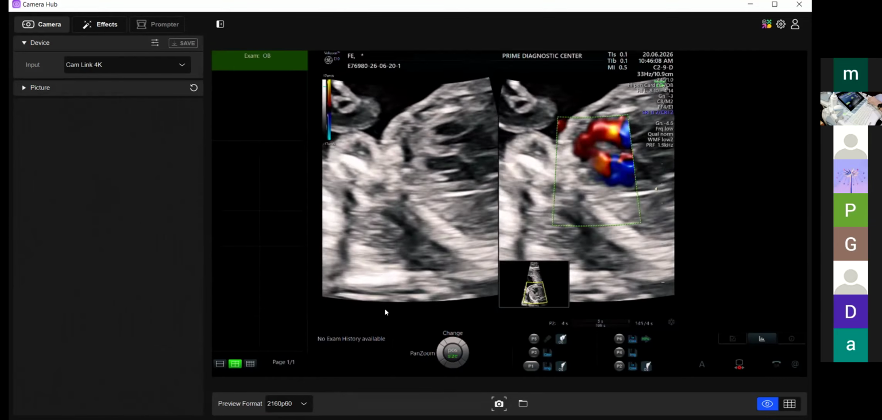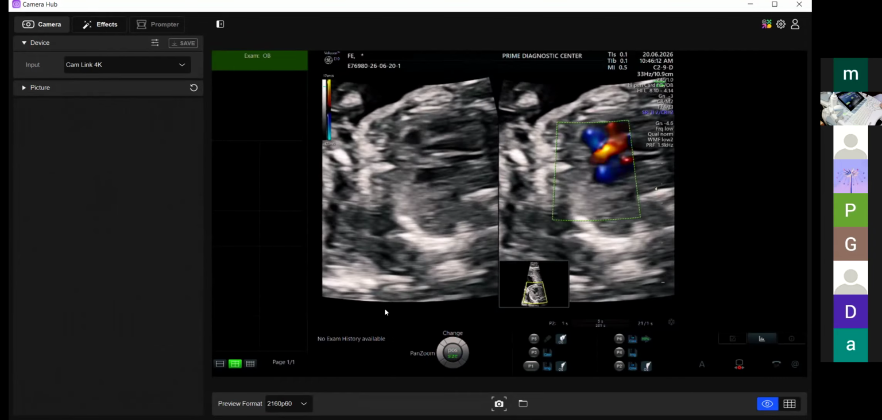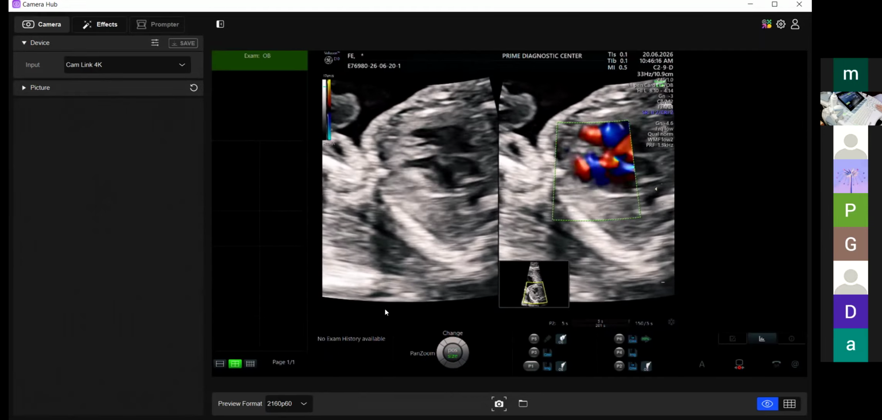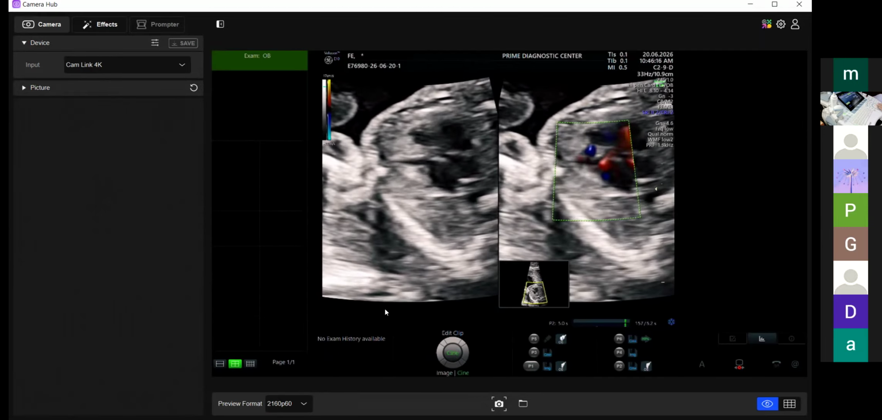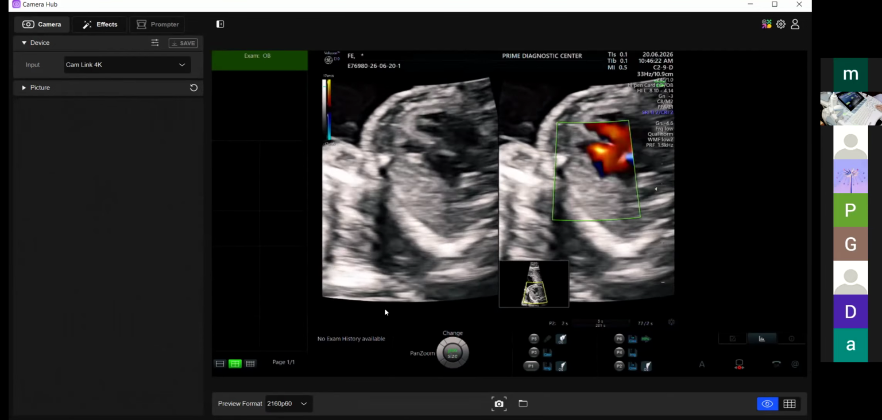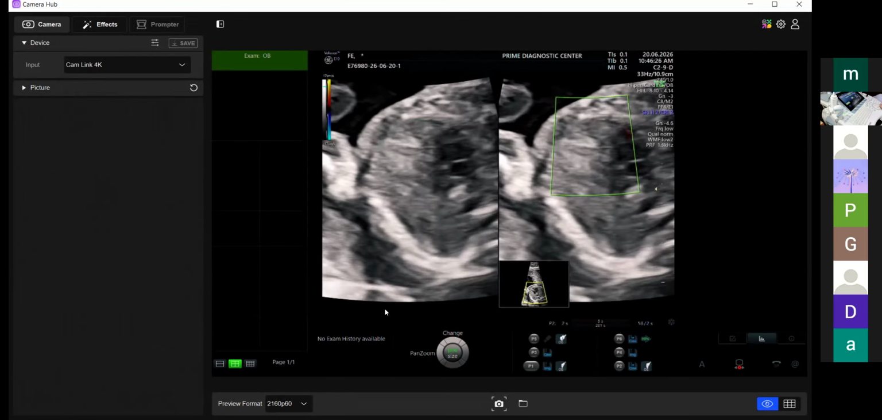Now the septum is clean. You don't get too much clutter there. The baby is moving. And there is still some suspicion of a VSD here, right? So let us confirm that again.